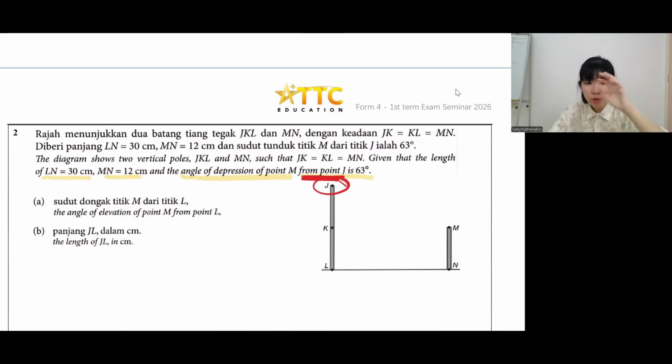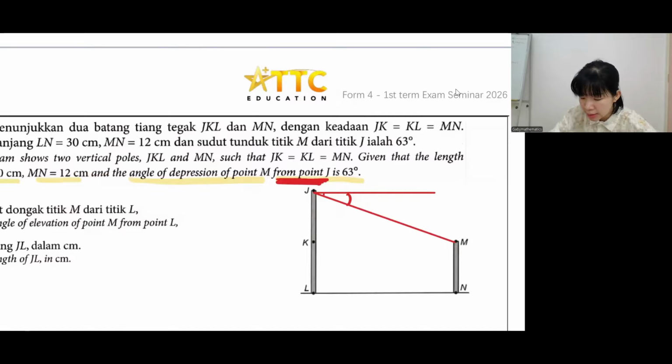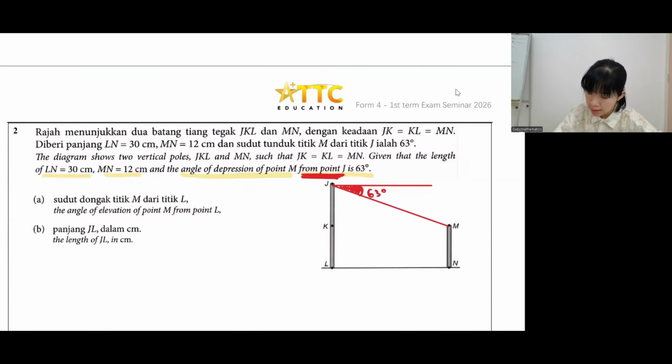Angle of depression means go down. So do not straight away draw a line going down. First, you have to draw a horizontal line, eye level. From where you view, at that point you must draw a horizontal line. After drawing the horizontal, then only you draw from J to M. So now you have 2 lines already. This is the angle they're referring to, 63. Then MN is 12.